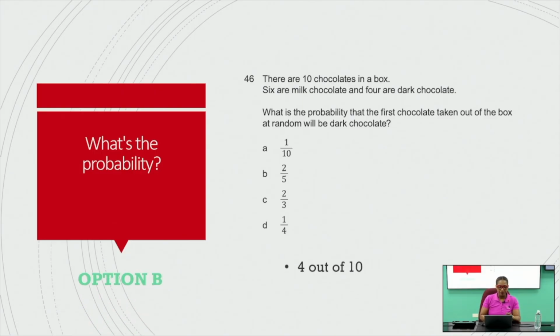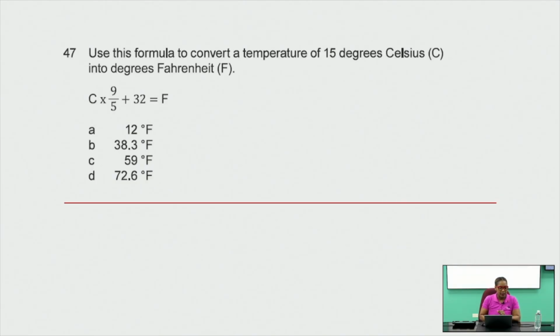What do we do? We can simplify 4/10. We can divide 4 by 2, giving us 2, and 10 by 2, giving us 5. So 2/5 is the same as saying 4/10. So 4 out of every 10, or 2 out of 5, would be dark chocolate.